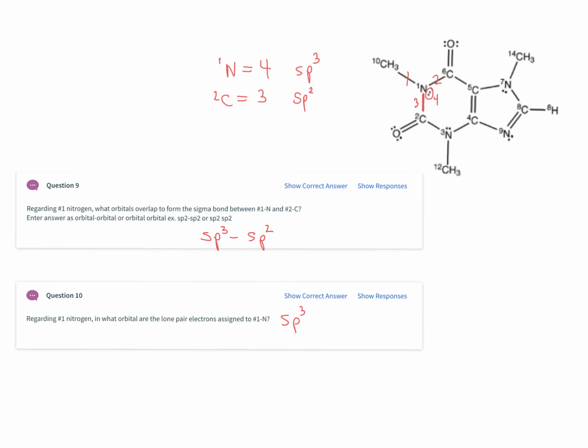So hopefully that helps with questions 10 and 9 and the 2 questions before that. We should be comfortable with looking at a molecule like this, counting electron domains, and then determining, based on the electron domains, what the hybridization is, what the molecular geometry is, what the electron domain geometry is, and what the bond angles of that molecule are. Based on all of that, we can determine what orbitals are used and what orbitals overlap to create the bonds that we're observing, both the sigma and the pi bonds.